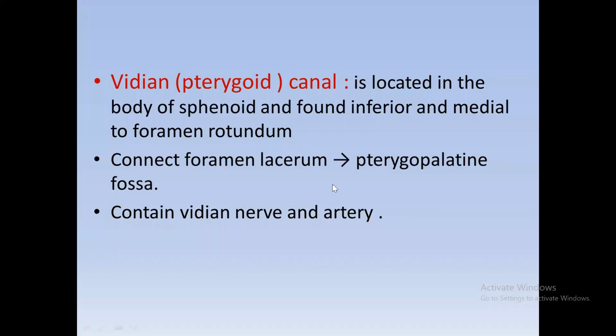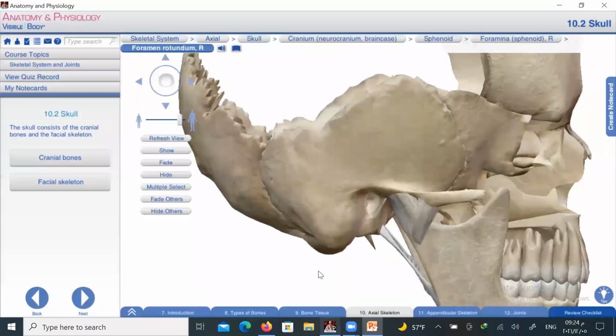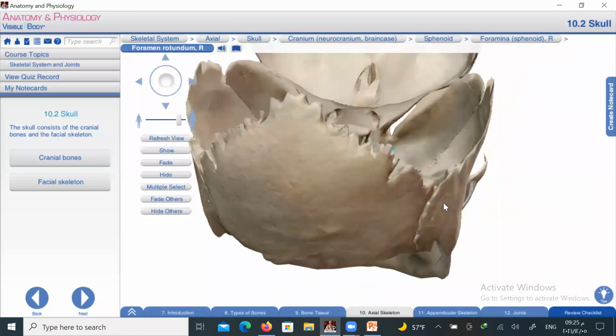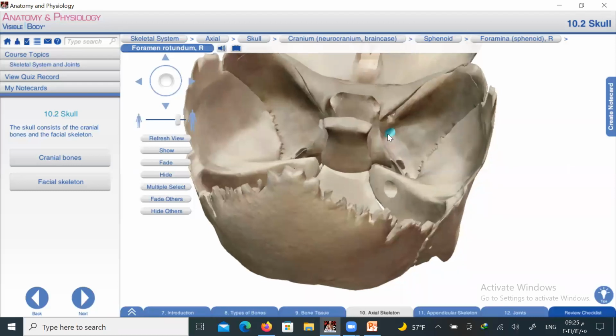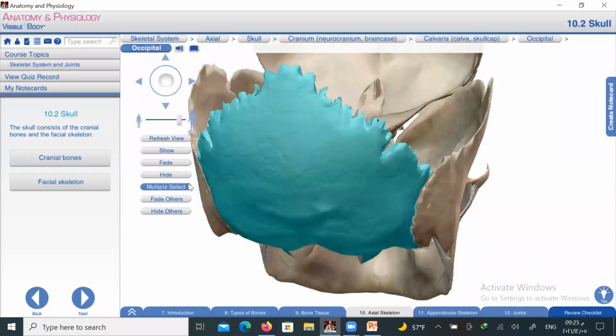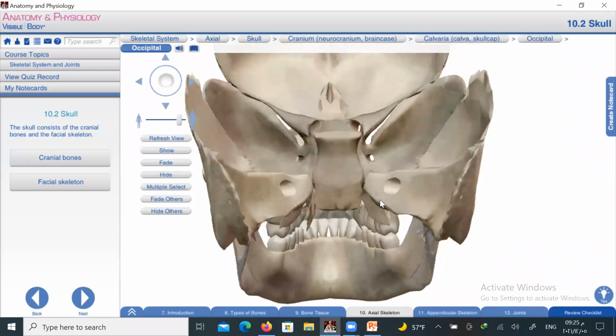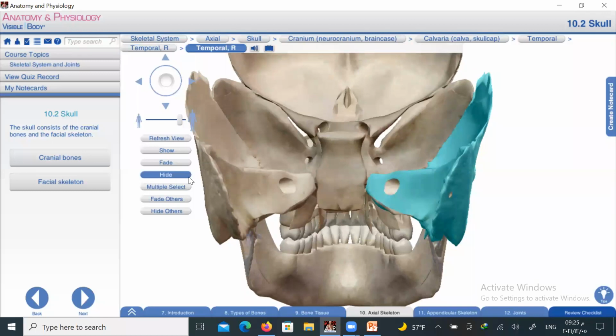Median or pterygoid canal is located in the body of sphenoid and found inferior and medial to foramen rotundum. It connects between the foramen lacerum and the pterygopalatine fossa and contains the median nerve and artery. Let's see the median nerve and artery on the 3D image. The median canal is located inferior and medial to foramen rotundum. To see it, we must hide the occipital bone and also the temporal bone.